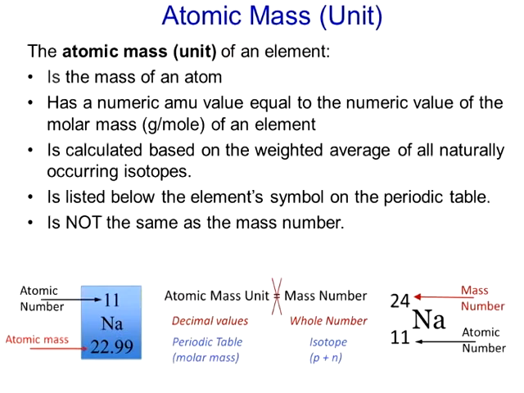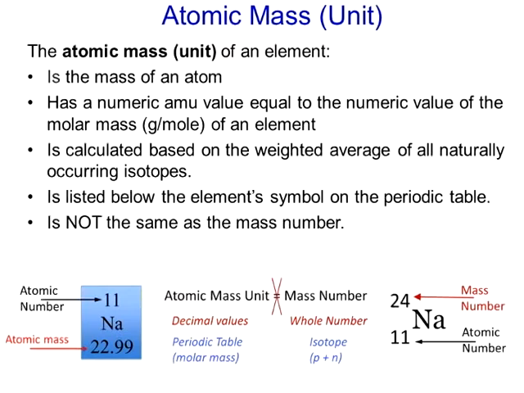The atomic mass unit of an element is calculated based on the weighted average of all the naturally occurring isotopes, and we will show you some examples of how that's done. Essentially, elements have different isotopes, meaning they have different neutron counts. They may have different neutron counts for the exact same element.